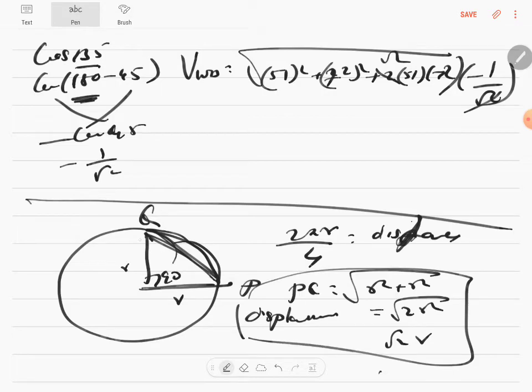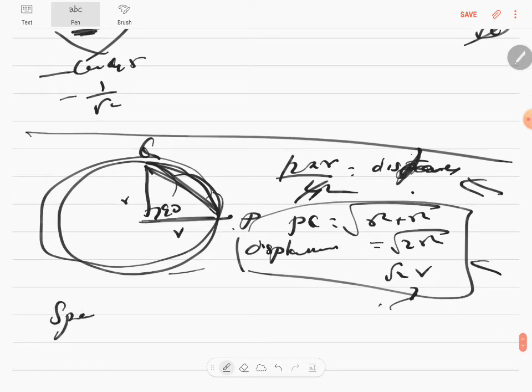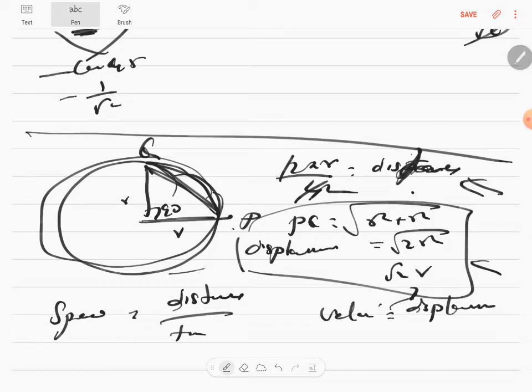Displacement is just the shortest distance between P and Q, which is just the chord, which is root of r square plus r square, which is root 2 r. But the distance is the entire perimeter divided by 4, so it's pi r by 2. They might ask you what is the distance and what is the displacement. They'll ask you velocity and speed. Speed is nothing but distance by time. Velocity is displacement by time. So depending on that, if the time has been given, you can find the speed.